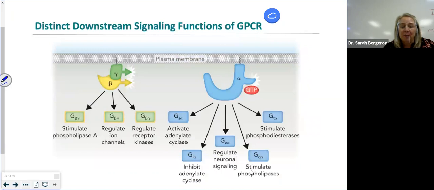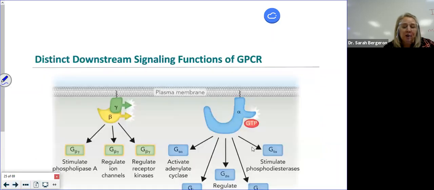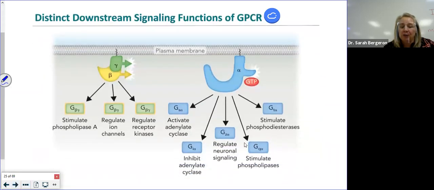But do you see how there are many different alpha subunits? And each of the different alpha subunits has a different effect. So if we go back and we look, what do we have for our alpha-1 adrenergic receptor? Gq alpha, right? So let's go to Gq alpha. What does Gq alpha do?